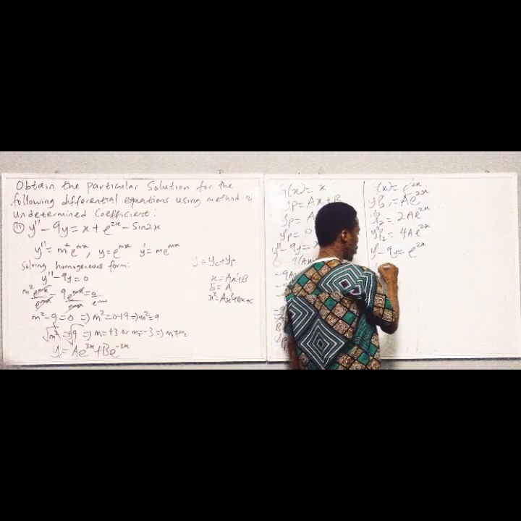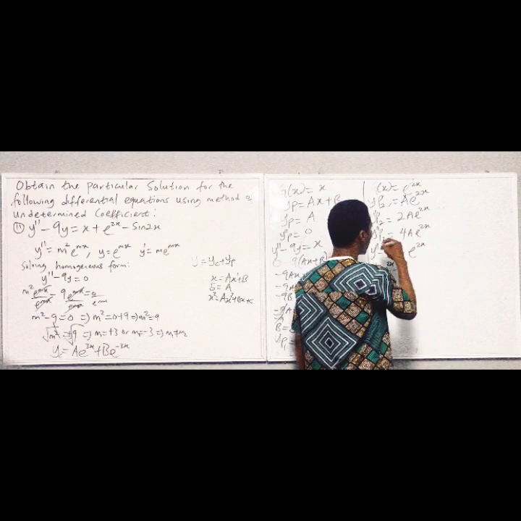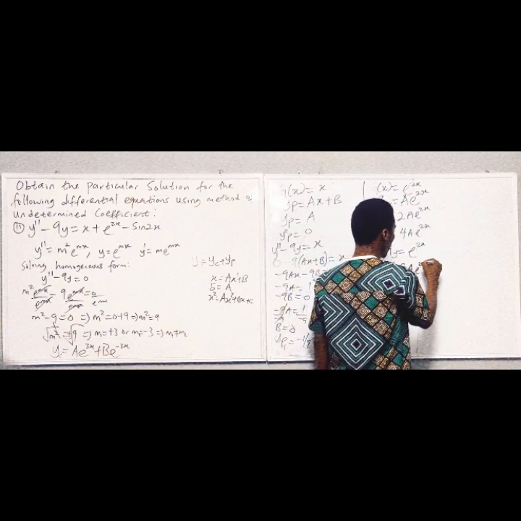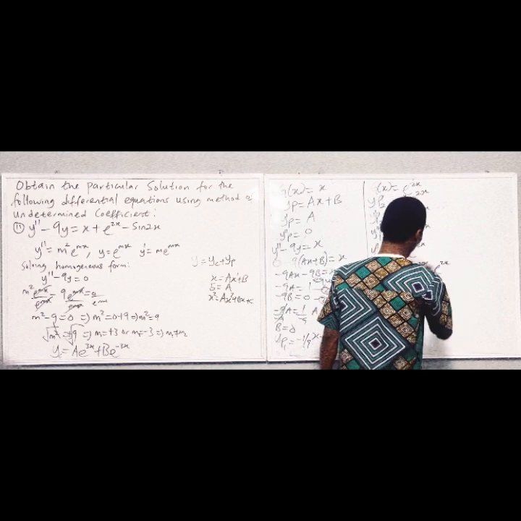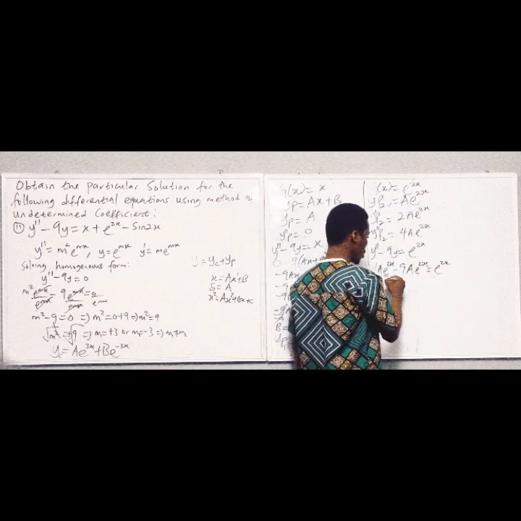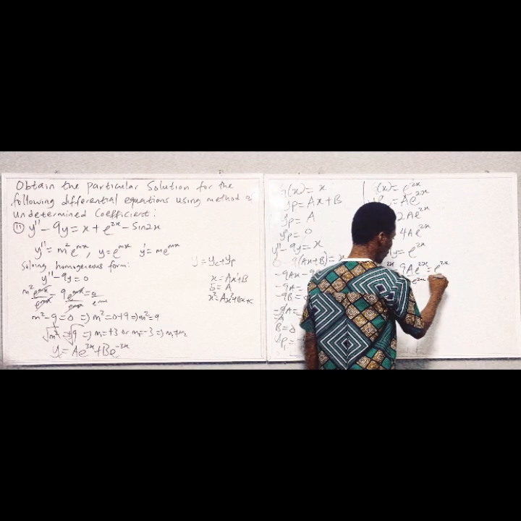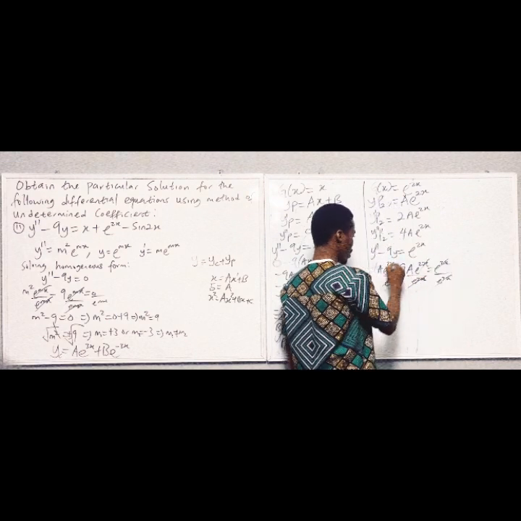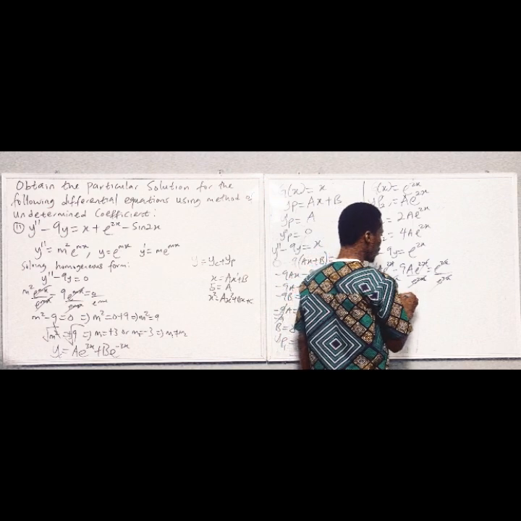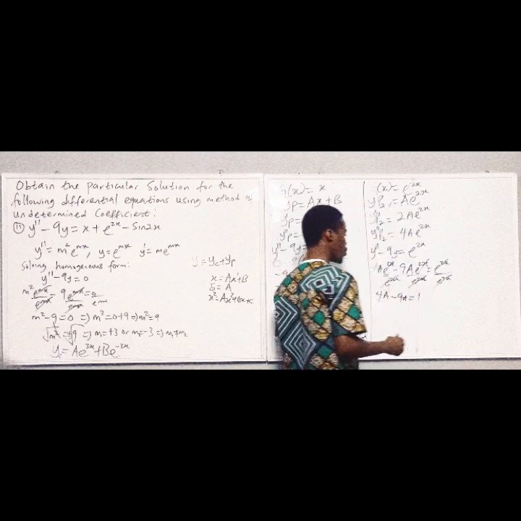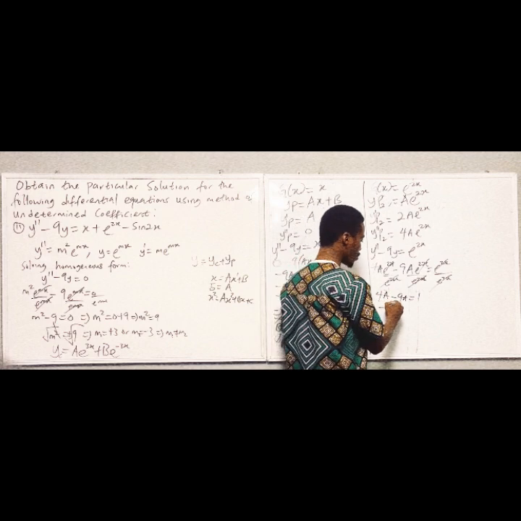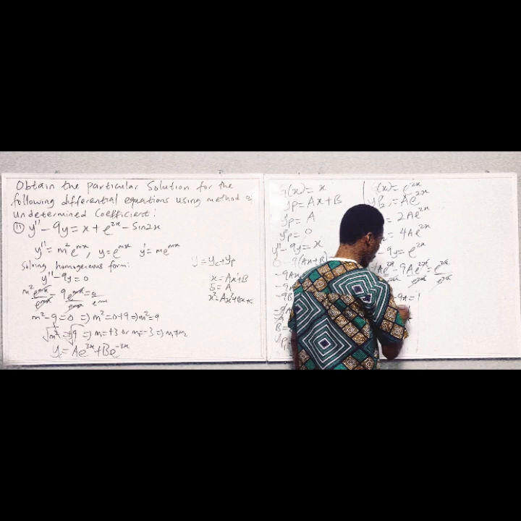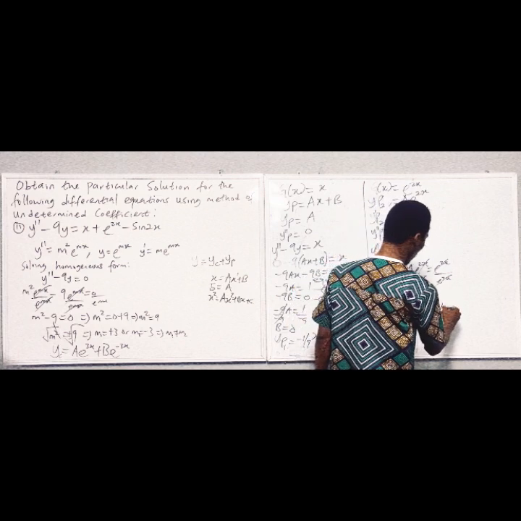So what's our y double prime here? I will substitute 4A exponential 2x minus 9. What's my y here? A exponential 2x is equal to exponential 2x. I will divide both sides by exponential 2x; this will cancel, it will cancel here. I will be left with 4A minus 9A is equal to 1. So 4A minus 9A, I'm going to have minus 5A is equal to 1. Divide both sides by minus 5. I'm going to have A as 1 over minus 5.